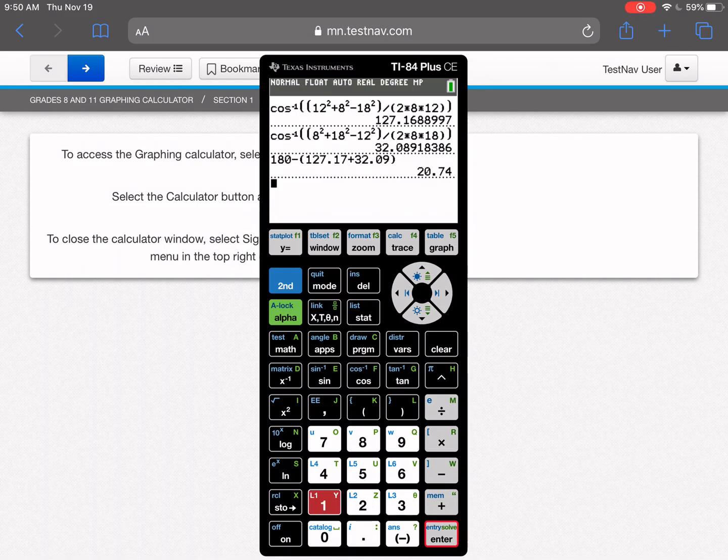Other times you may have to use the 180 minus, and don't use the rounded answers. Go back and grab that one, and I'm going back and I'm grabbing that one. So I'm putting in the full decimal, and you'll notice this is also 20.74. But it is possible that if you use the two rounded answers, you might be off and WebAssign won't take it. So if you think you're right, try the full decimals and then see what you would round to.